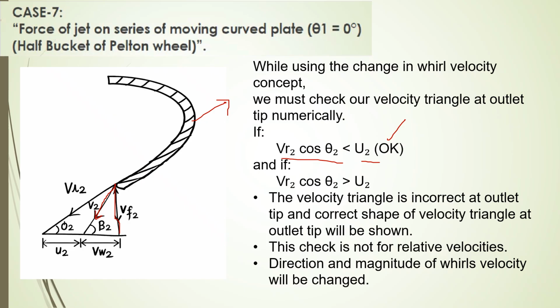Its direction might be anywhere, so it might be here, V2. Finally you need to check that VR2 cos of theta 2 should be less than U2. If VR2 cos of theta 2 is greater than U2, it means your V2 is not lying over here; it is anywhere in this quadrant, and that would be wrong. So the velocity triangle at the outlet tip is incorrect and you need to correct it. You need to see whether this V2 will be lying here, in this quadrant, or till VR2. It needs to be deviated.